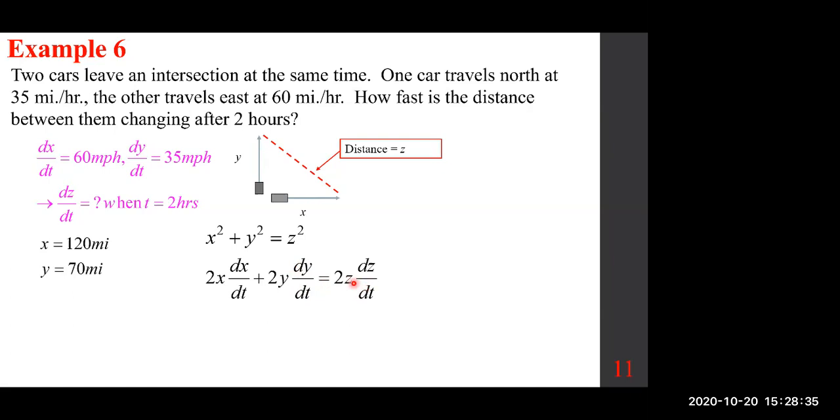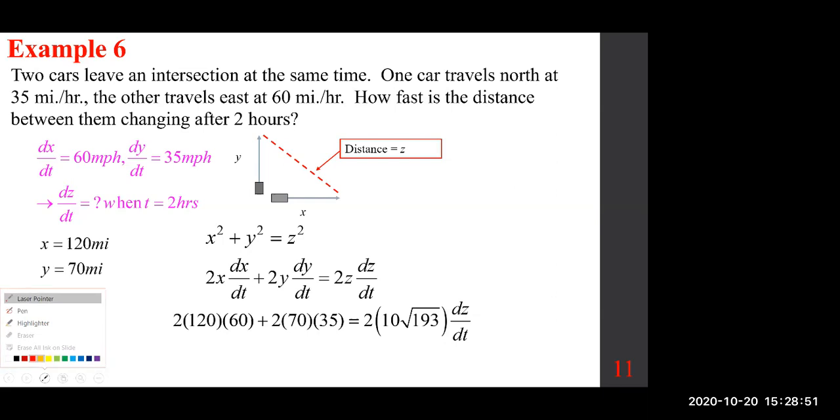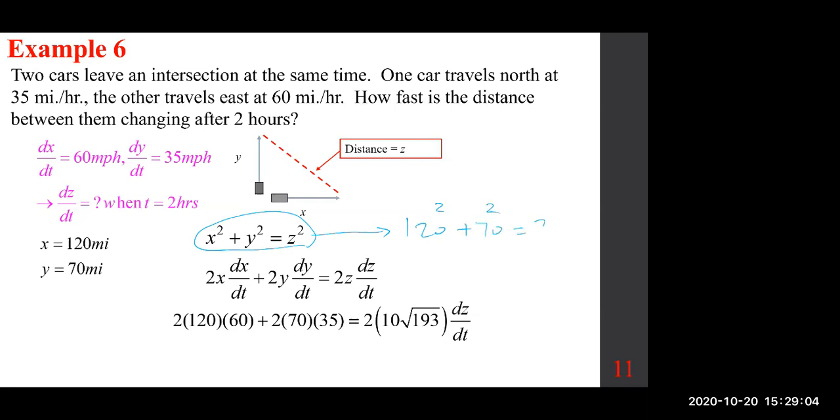Now the right side, what about z? Z, you have to plug in x and y to find the z. Okay, class? Okay, and that means 120 squared plus 70 squared is z squared, and finding z this way.